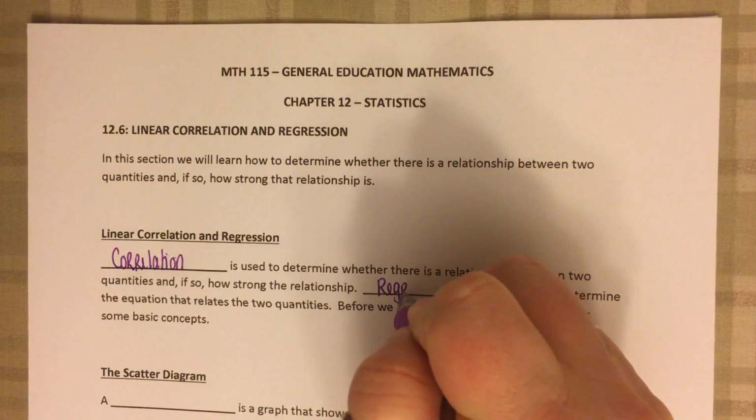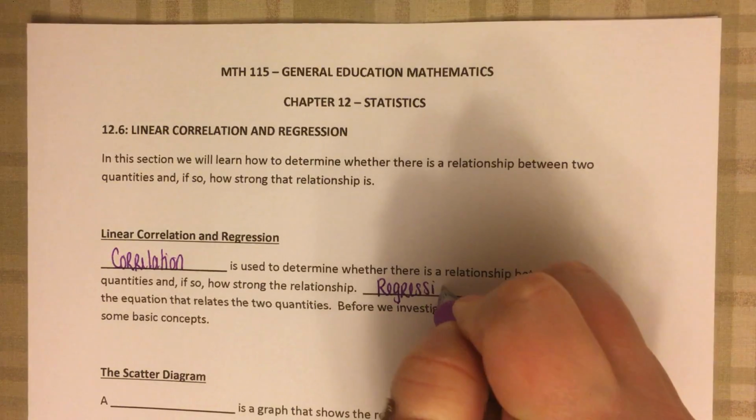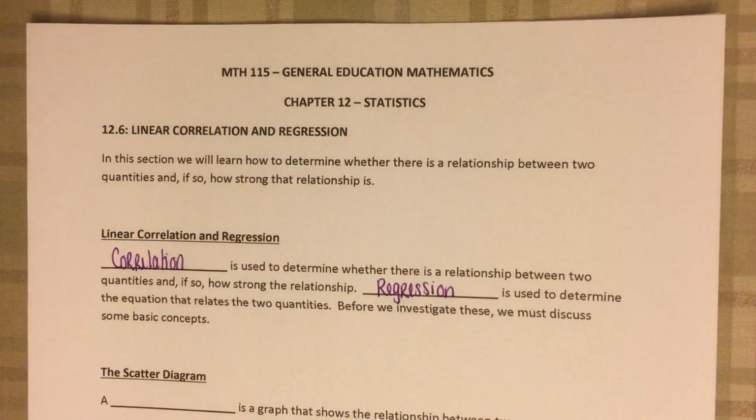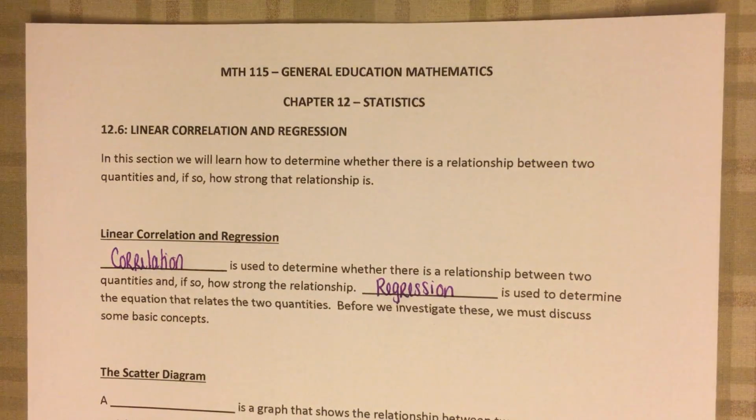Regression is used to determine the equation that relates two quantities. Before we investigate these, we must discuss some basic concepts. We're going to talk about a particular type of regression that is going to give us a way to relate two different quantities as we are looking at them.